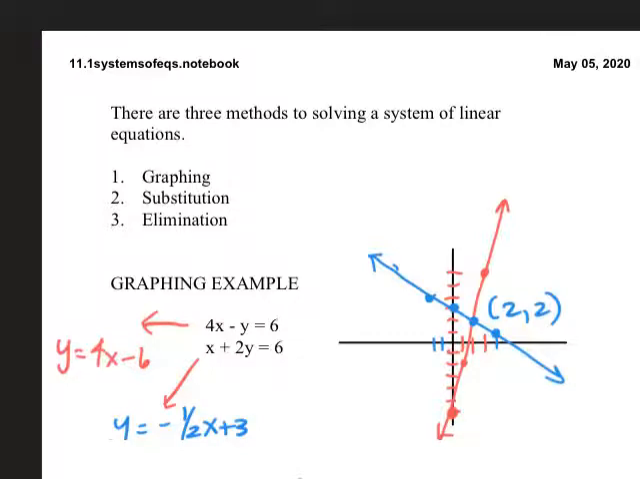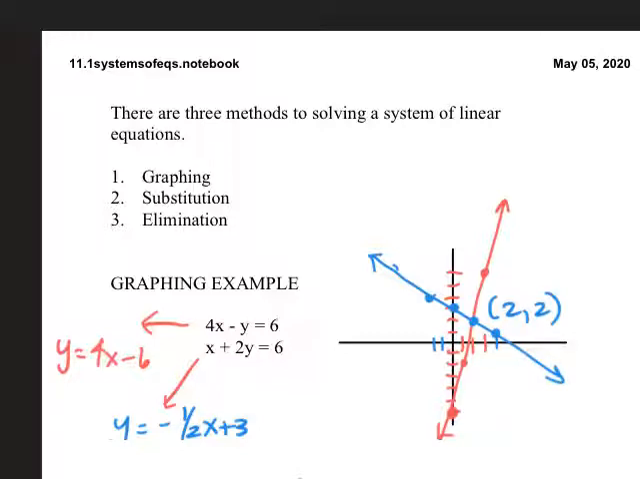Note, my solution is (2, 2), and I should just double check real quick by plugging it into the equation and make sure it works. 8 minus 2 is 6, 2 plus 4 is 6. And with graphing, you should always double check by plugging it in. And that's the first one.